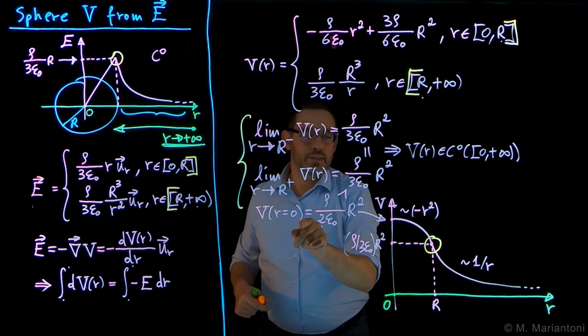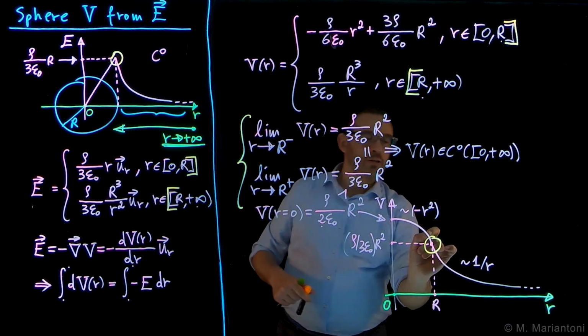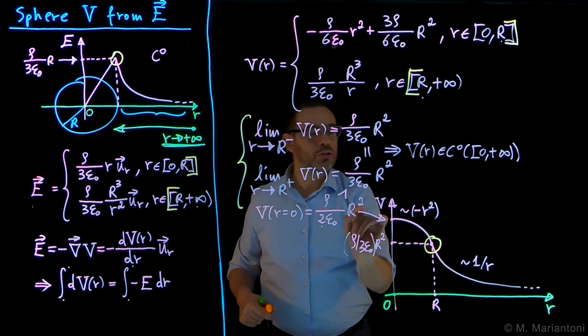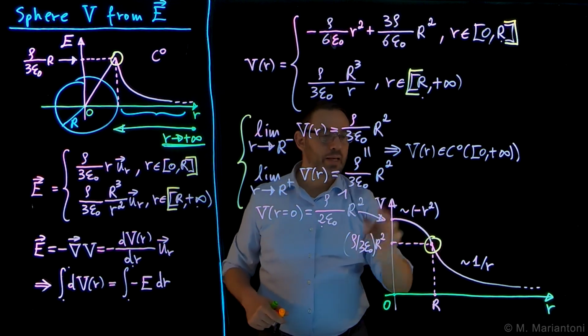We calculated also at 0. At infinity, of course, it goes to 0. Here it is continuous at capital R, and it goes to this value over 2 here at the beginning. That's it.